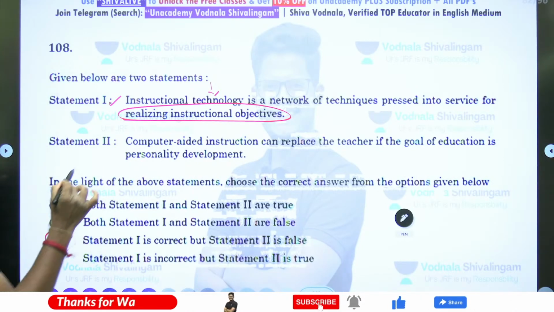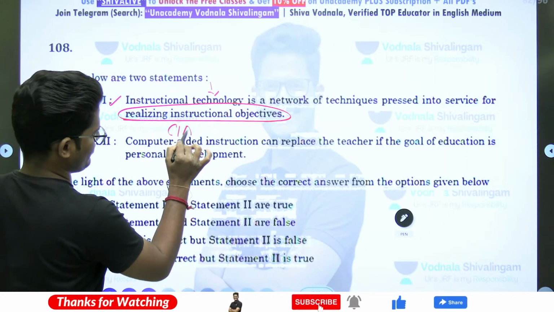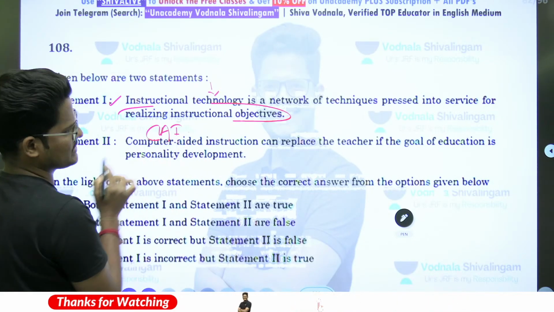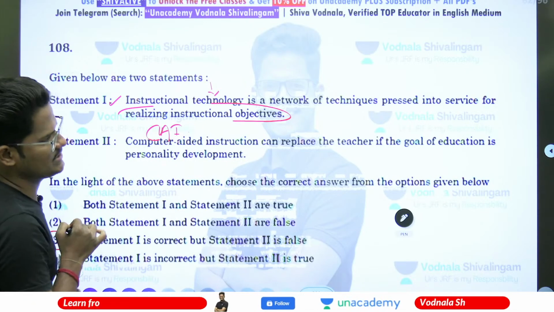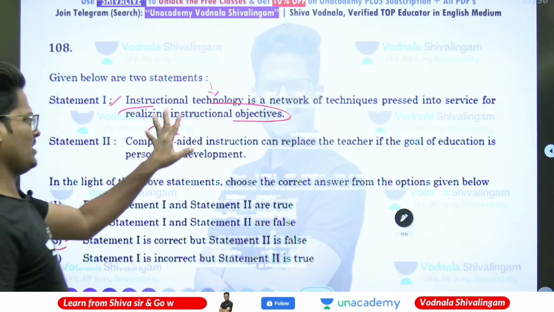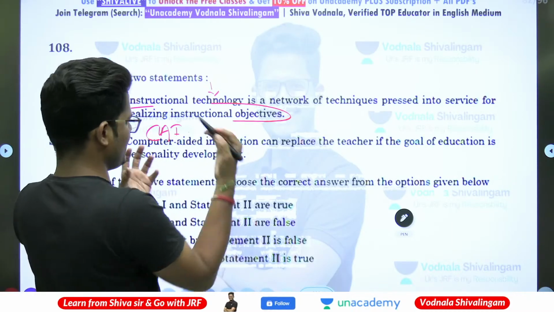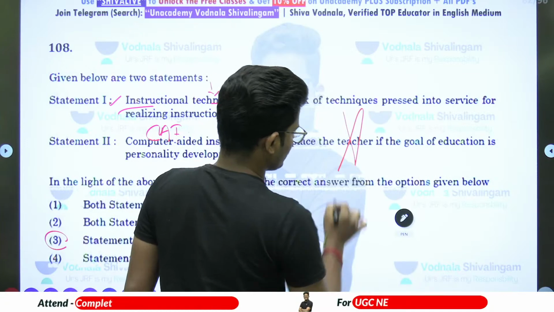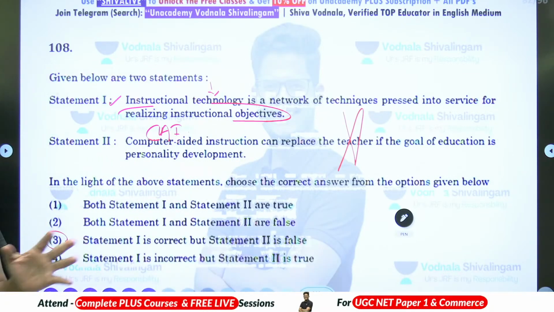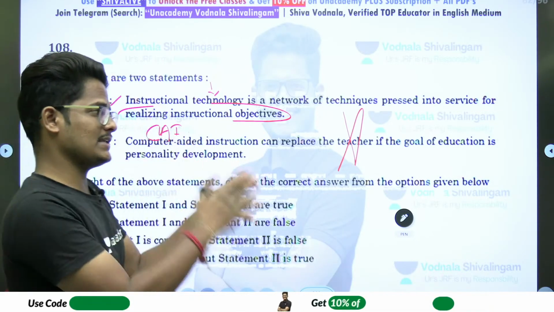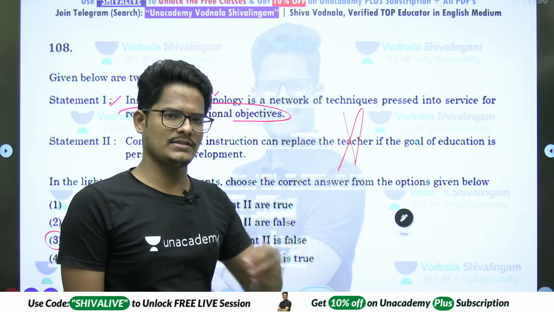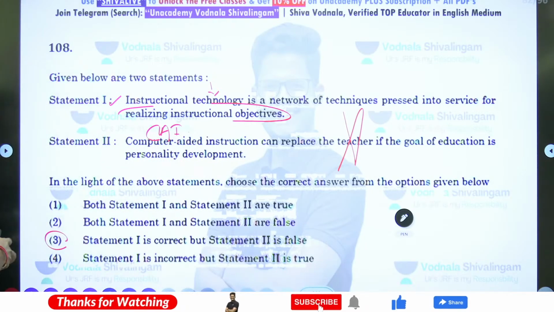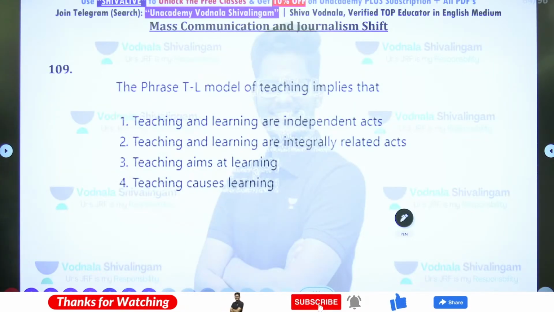And the second one is that computer aided instruction, CAI, can replace the teacher if the goal of education... whether computer aided instruction is coming or anything else is coming, it is not going to replace the teacher. The teacher will never be replaced. The teacher has to be there. Technological advances will be there, but the teacher is going to be the same, and a teacher is required whatever the level of technological advances.